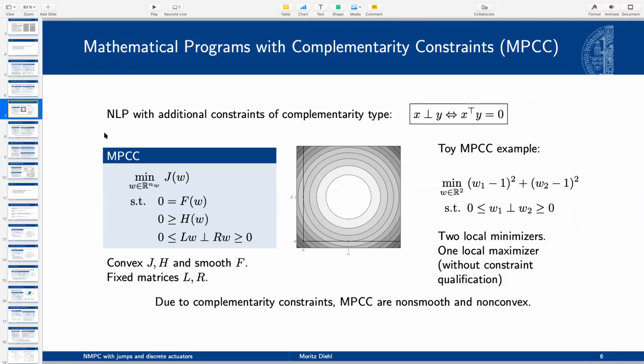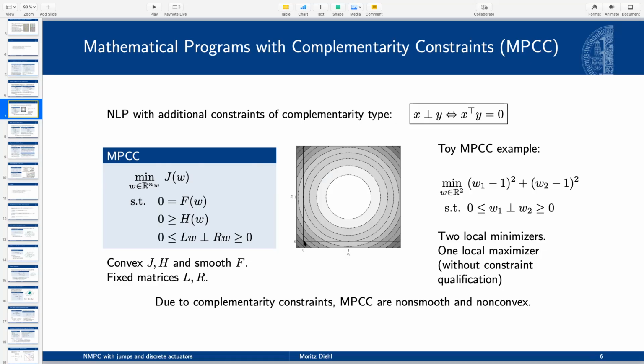One more question in the chat regarding the content. The question is whether both constraints can be active. Yes, so both constraints can be active at the same time. I mean, let's say it is only one constraint, it's a complementarity constraint. Basically, this is the feasible set here, and of course, both can be active at the same time, then we are at this corner point.